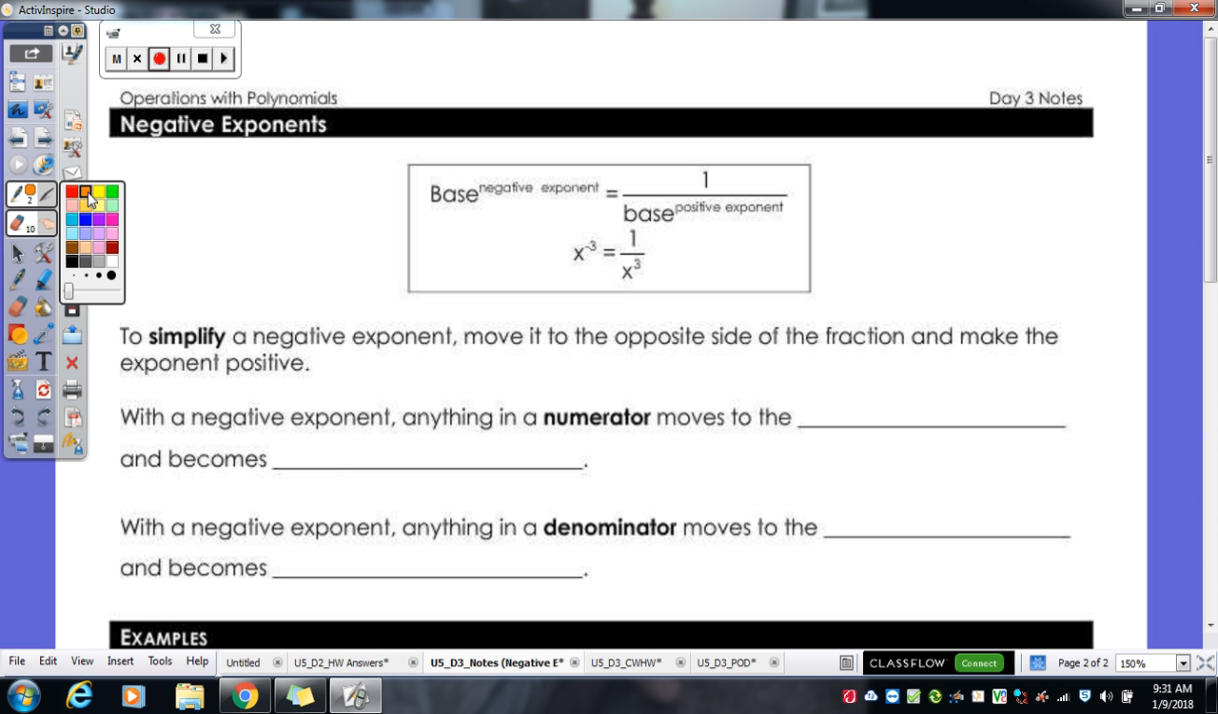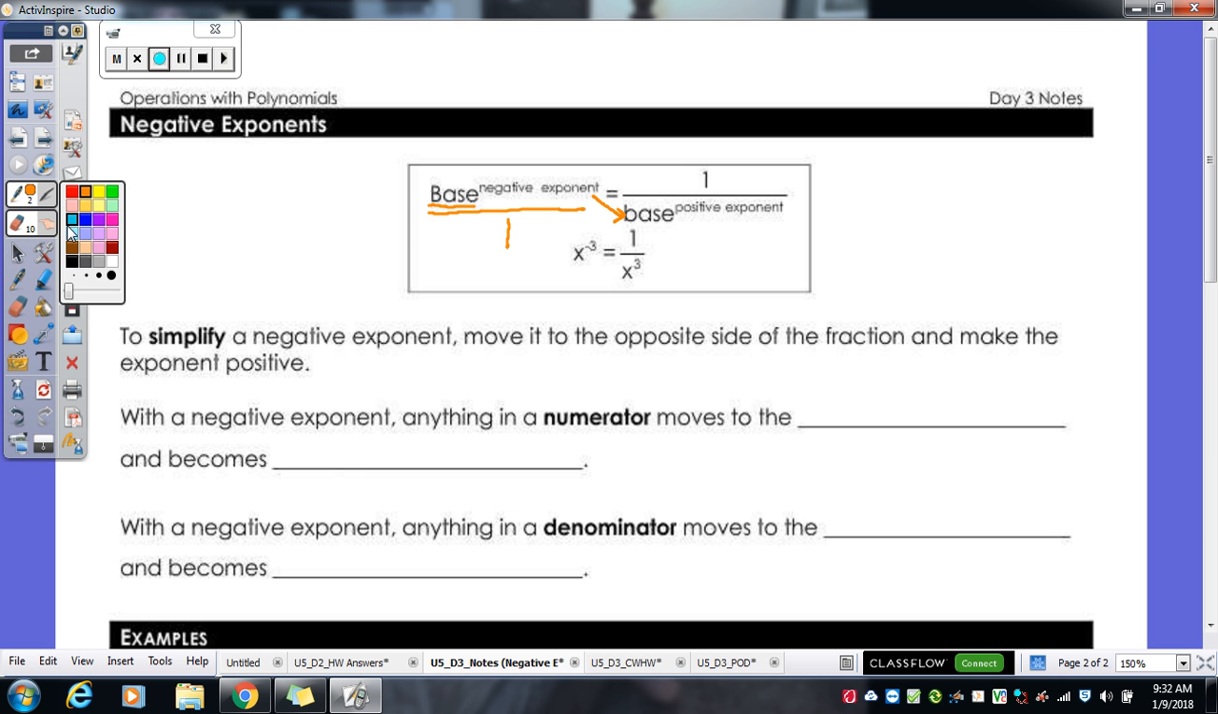So up top in that box, I just have that rule that we were talking about. If you have a base, remember a base is just anything with an exponent on it, so it could be a number, your base could be a letter. But when you have that base raised to the negative exponent, it has to move down into the denominator, and then your exponent becomes positive. It does go the other way also.